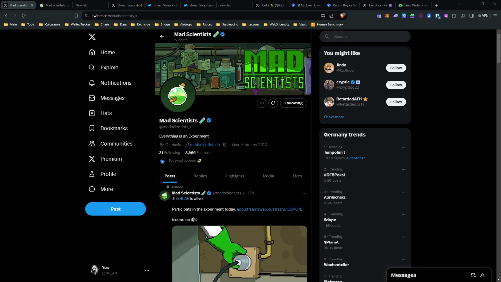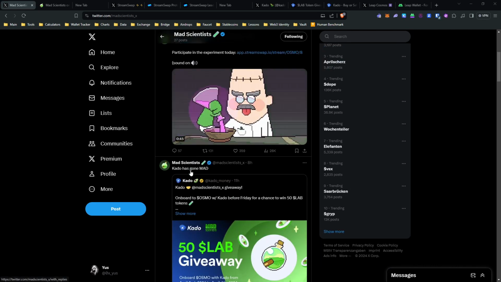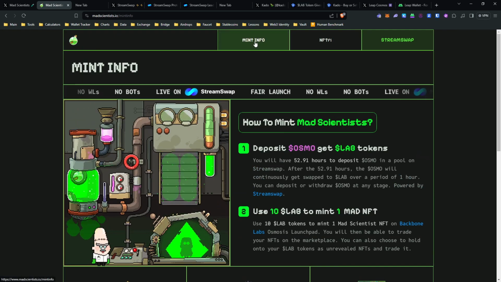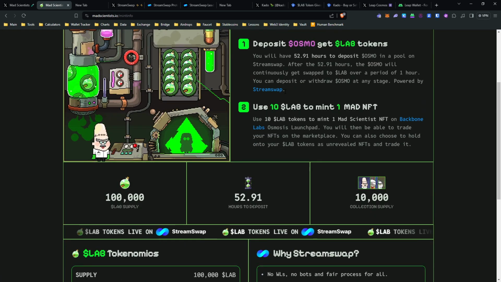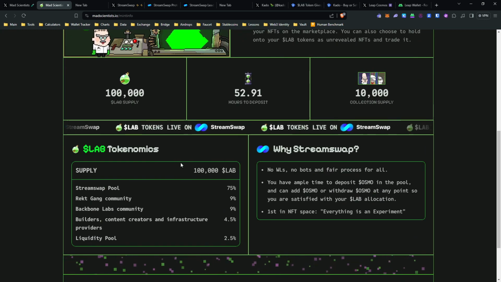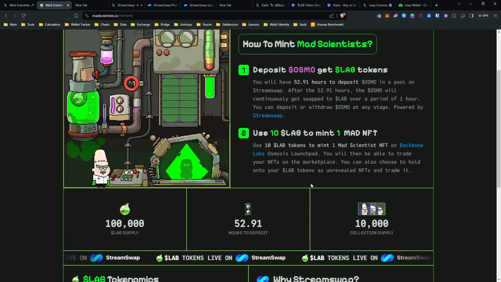Okay, so Mad Scientists, this is their Twitter account. As you can see, this is their homepage, website. When you press on mint info on the top left, you are also bombarded with all the information you really need to see, the tokenomics, how the supply is split, and so on and so on.